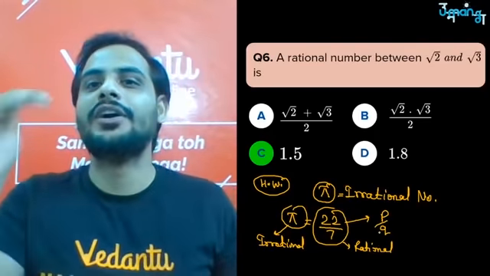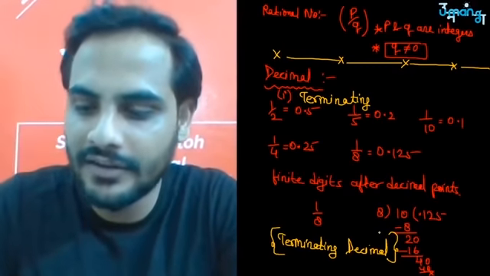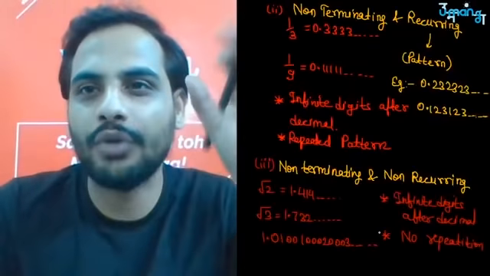Now, this was all about the irrational and rational numbers today. We have learned that decimal numbers are of three types. First, terminating: the number of decimal digits after the decimal point is finite, the division will get over, so that is a terminating decimal. Then comes non-terminating and recurring.